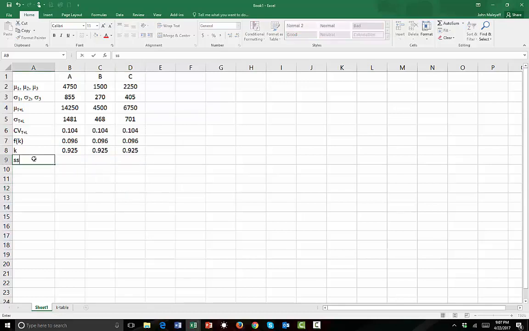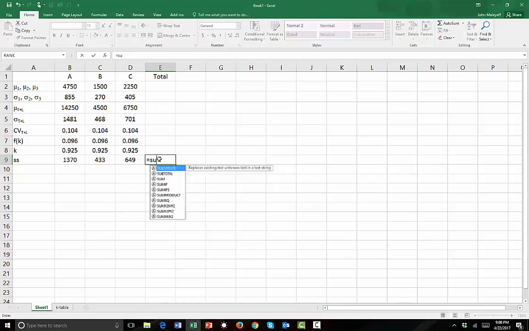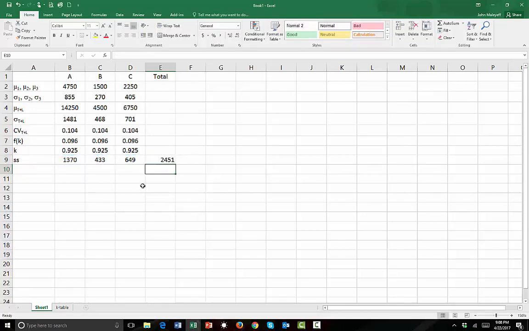All right, and then finally the safety stock is equal to the value of k times the standard deviation. And again, we'll round that off and do this. And then over here, we can say the total. This is not the way it's done in the notes, but it'll be fine. And so the sum of all the safety stocks is equal to these 3 values, 2451.